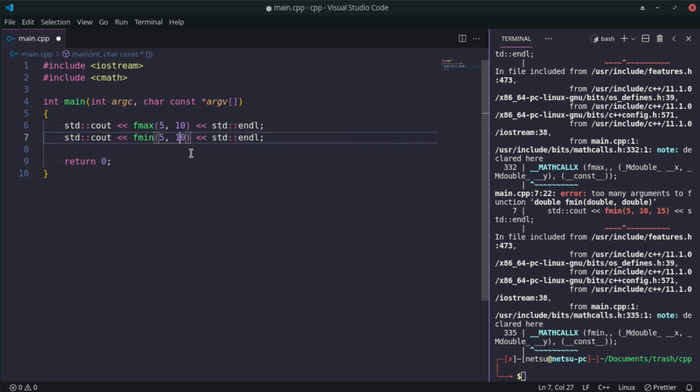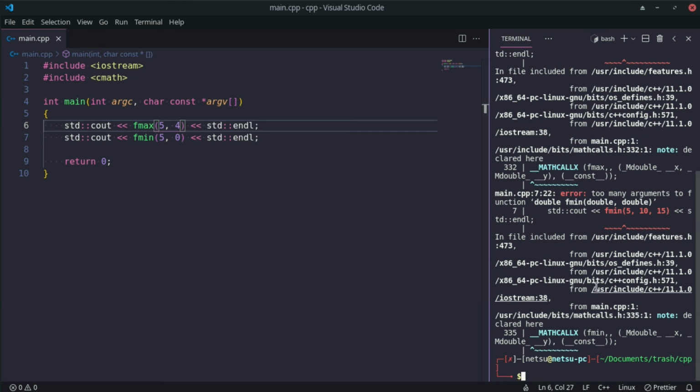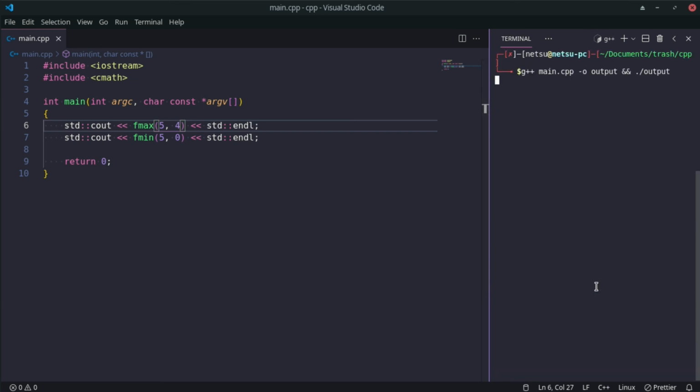Of course, we can also switch this. So let's say this is 0 now instead of 10, and this one is 4 now instead of 10. Now if we were to run this, we'll get 5 and then underneath it's 0, as you can see right there.